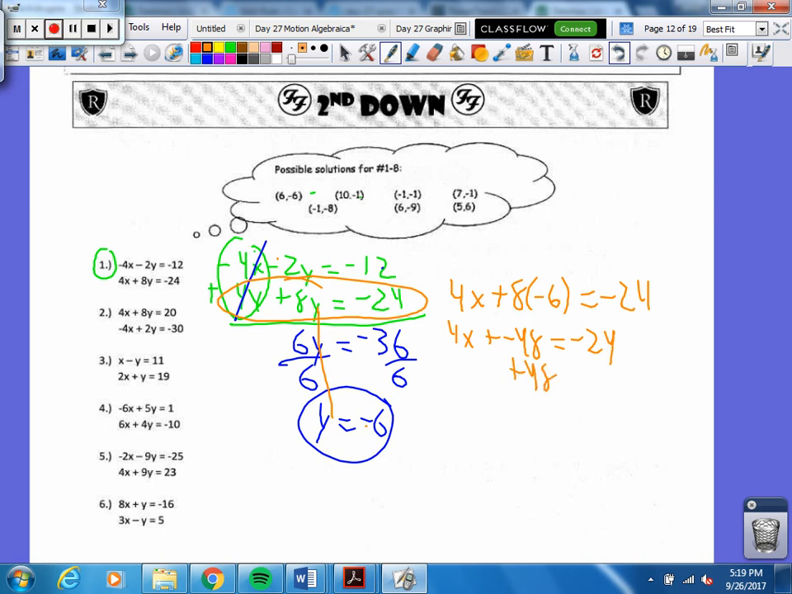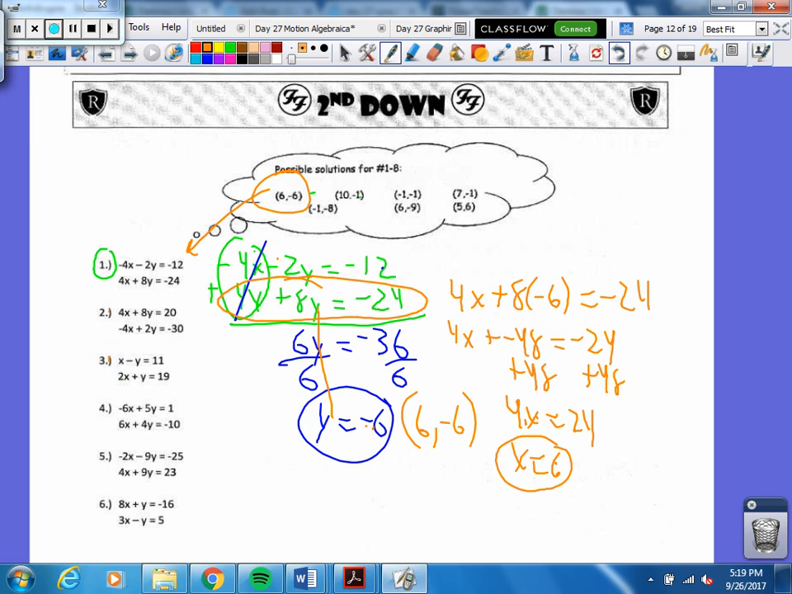Add 48. Add 48. And I got 4x equals 24, my favorite number. 4 times 6 is 24. Got it. So x is 6, and y is negative 6. So I have, whoop, right there. Got it. Check it. Boom. Got it.